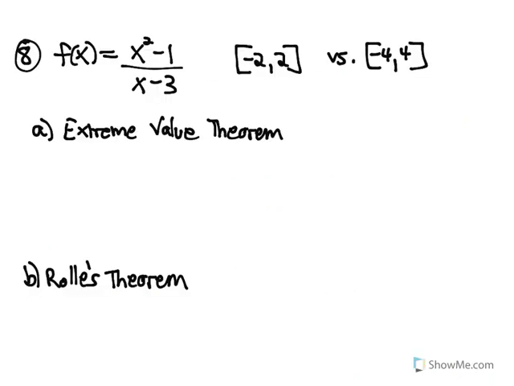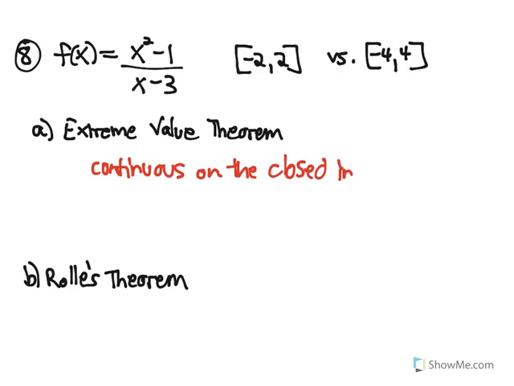Okay, for the theorem questions, part A says show using the extreme value theorem that this function has a minimum value on the interval negative 2, 2, but it doesn't on negative 4, 4. And this is really simple. It's because the extreme value theorem says that the function has to be continuous on the closed interval.